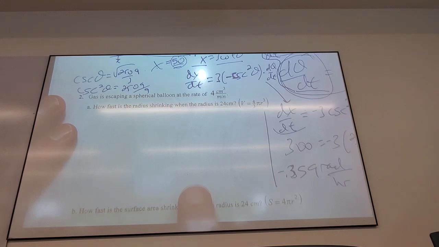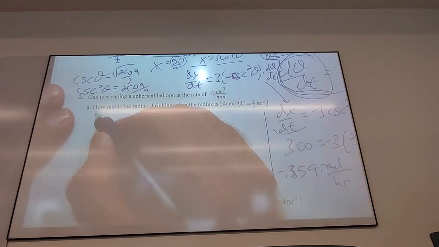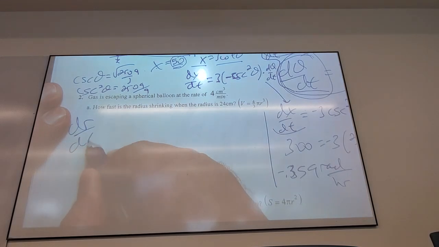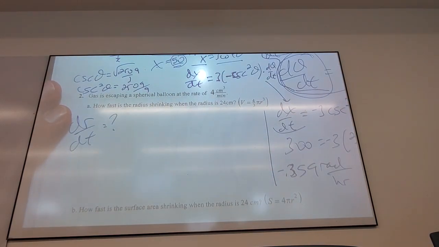So what can you guys do immediately? What are you guys doing? Are you drawing a balloon? I don't blame you because I made a big deal out of drawing. But this is a very specific example where you really don't need to. dr dt equals 4. Good. Well, I thought you were giving me the rate at that time. No. What rate do I tell you?